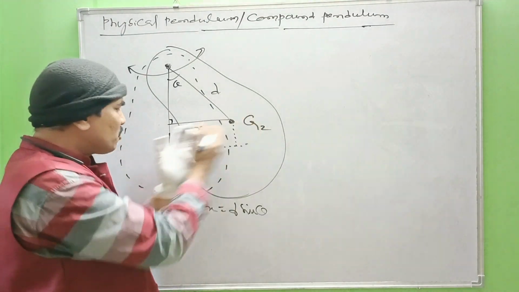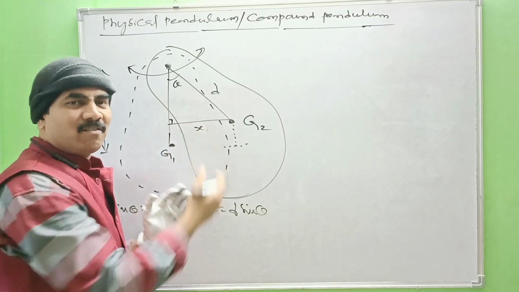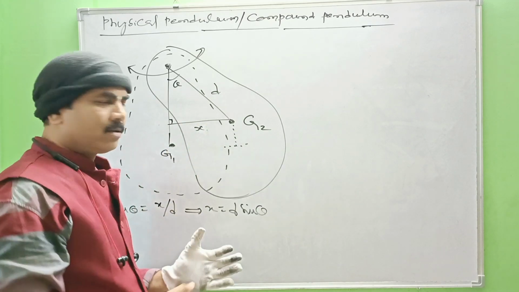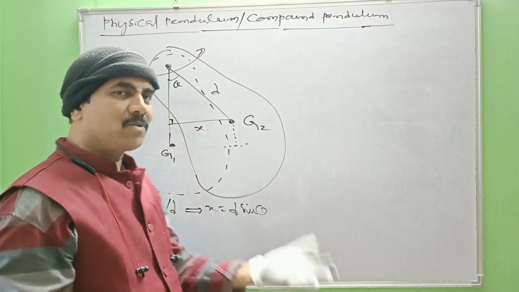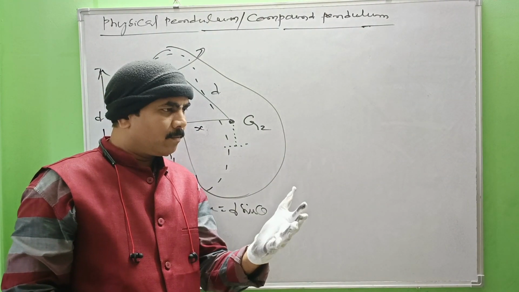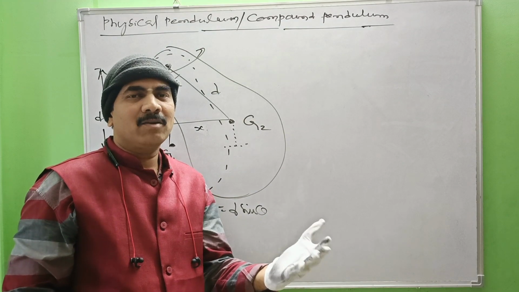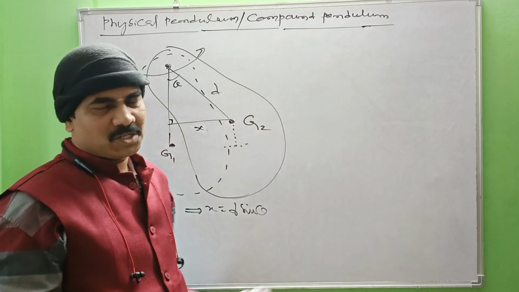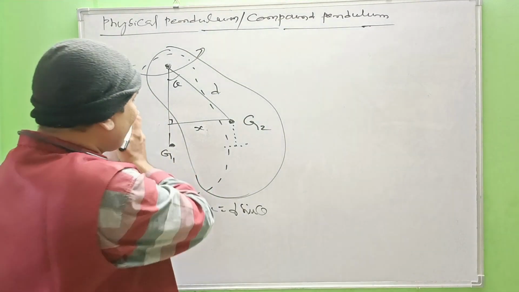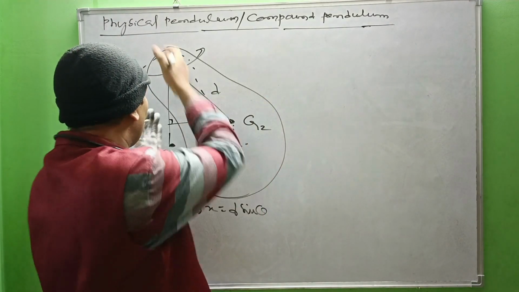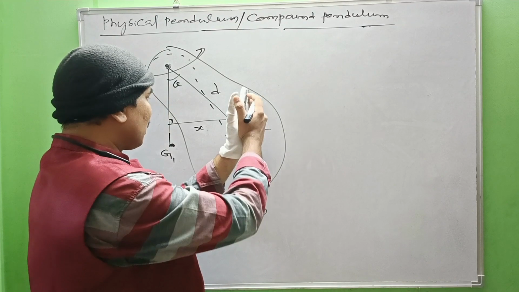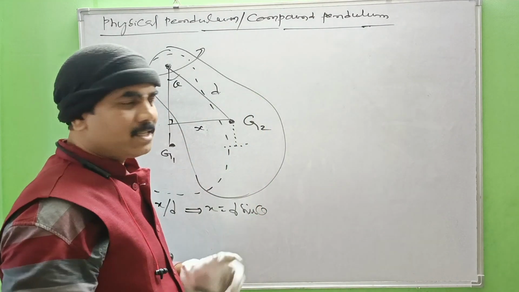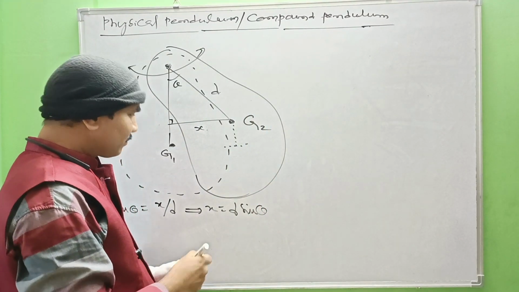But again it comes to its previous position because of restoring torque. What is the nature of restoring force or torque? To bring the body or particle back to its previous position. So because of some deflecting torque, it goes away from the vertical, but because of some restoring torque, it again comes back to its previous position.